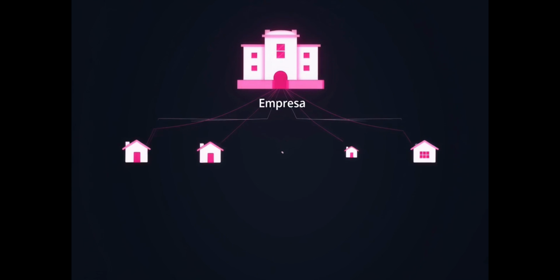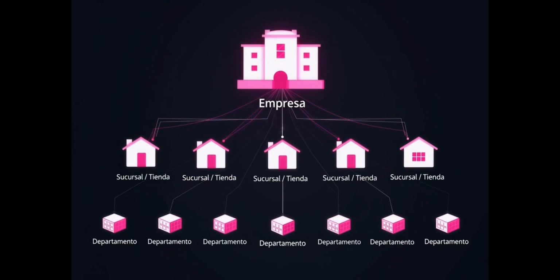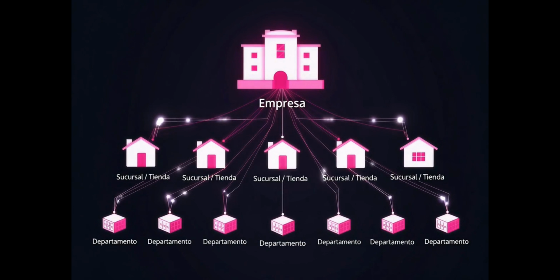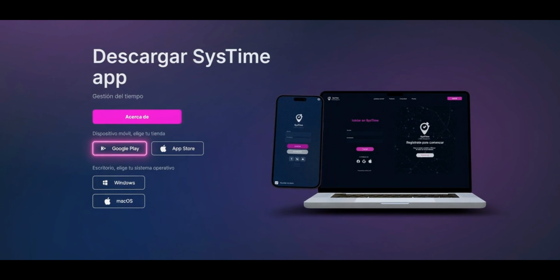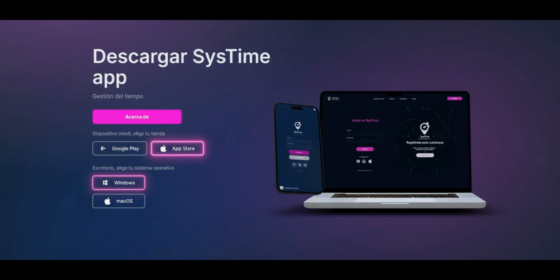Our multi-tenant architecture allows your company, branches, and departments to operate independently with fully isolated data and configurations. SysTime runs on web via Blazor and on your phone on iOS and Android through MAUI. One platform, all your devices.